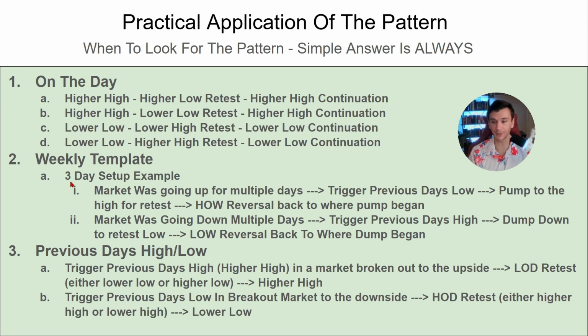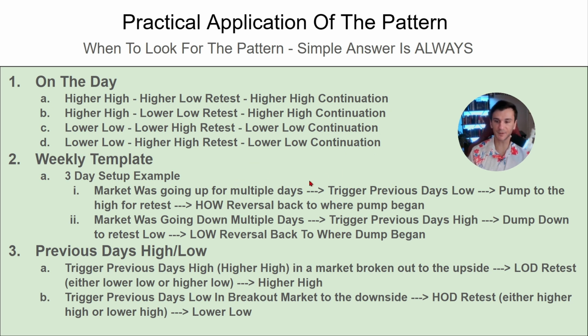And one of these 3-day setups is going to come in the form of, let's say the market is going up and they trigger the previous day's low at some point. That could be the signal to look for it to pump back to retest the high, to go back to the low. I'm going to say that again. If we're making higher highs and higher lows and they trigger the low, that could be an indication to look for, over the course of 3 days, for them to pump the market back to retest the high and roll over. Not always, but in a lot of cases.